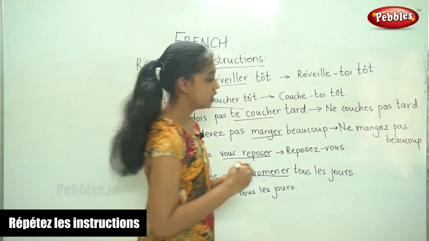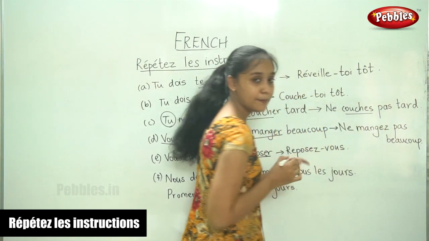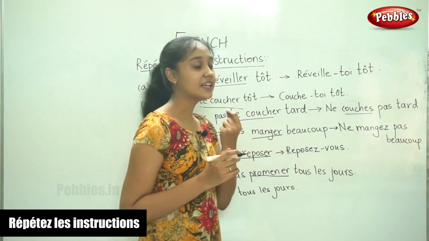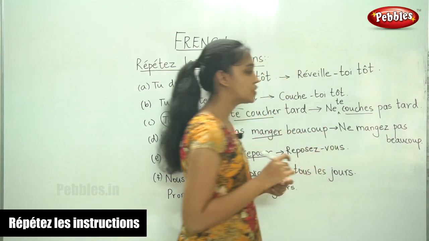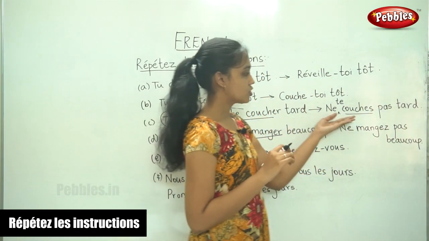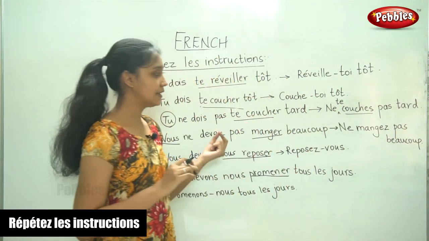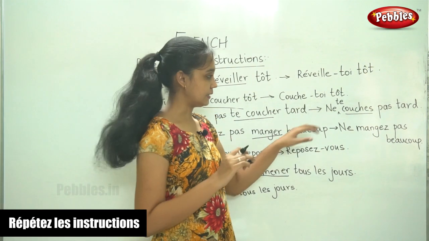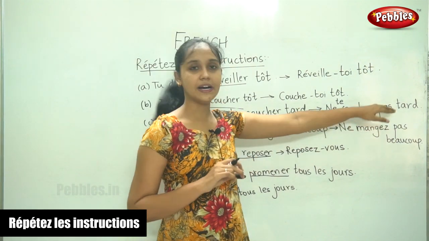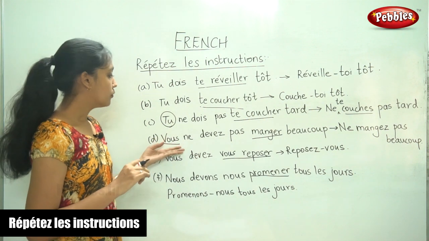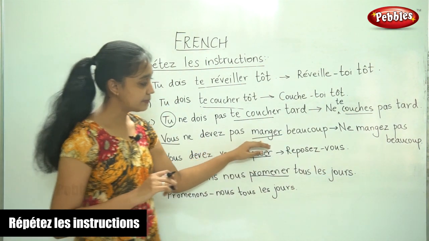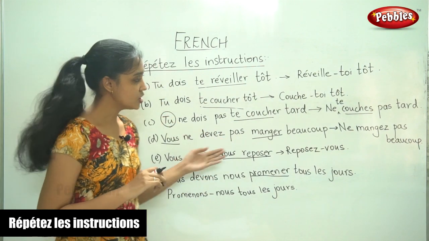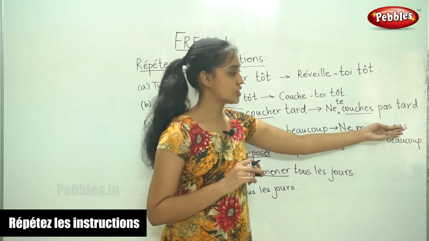The next sentence, tu ne dois pas te coucher tard. So here we have written coucher, but we forgot to add the reflexive. Ne te couchez pas tard. So if you forget that, it can give a different meaning. So ne te couchez pas tard. Vous ne devez pas manger beaucoup. Here the verb is not reflexive. So ne mangez pas beaucoup.